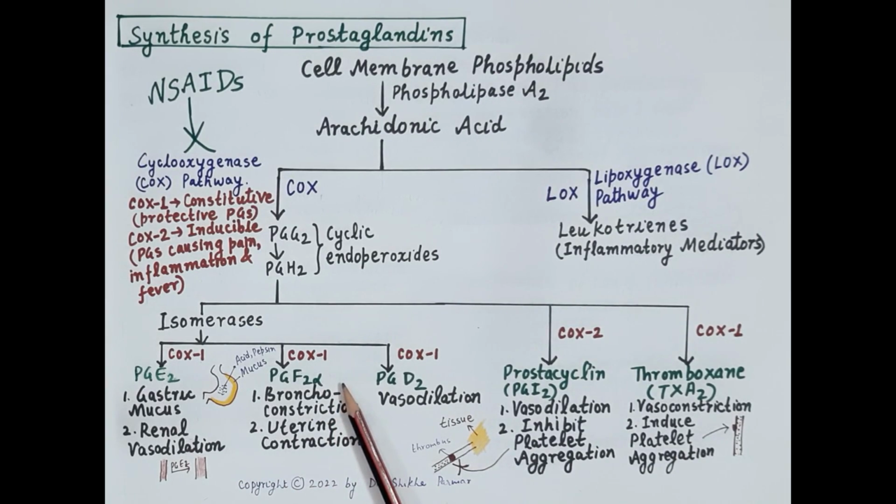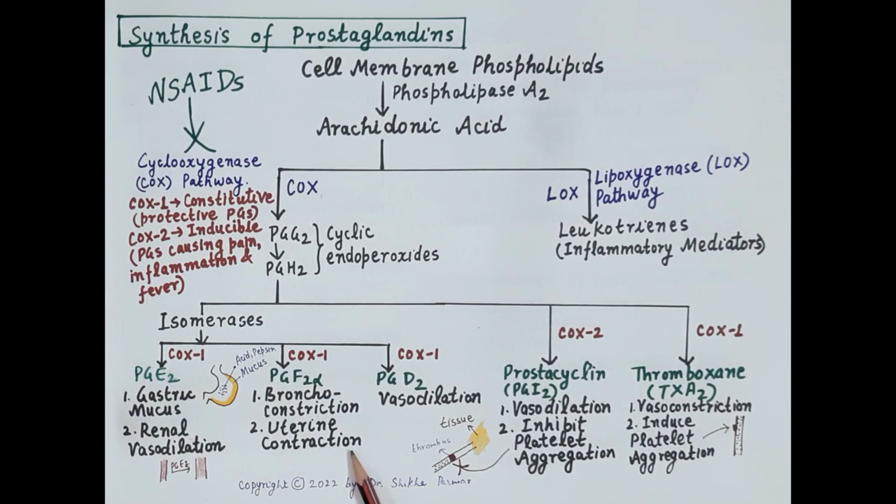Next is prostaglandin F2 alpha. It is produced due to the stimulation of, again, cyclooxygenase 1 enzyme. Prostaglandin F2 alpha causes bronchoconstriction. The bronchial tubes become narrow. It also causes uterine contraction. Now, uterine contraction stimulates progression of labor, and it is found to be useful in the delivery of a child.